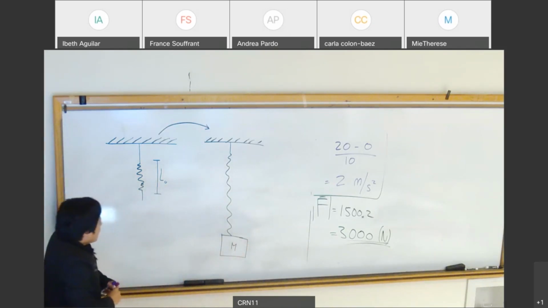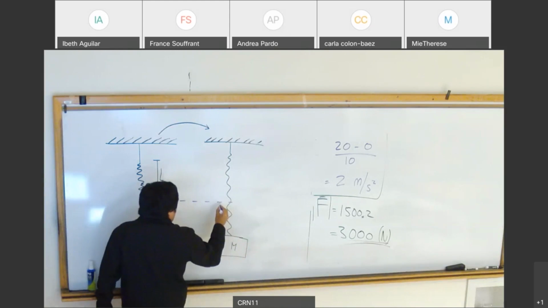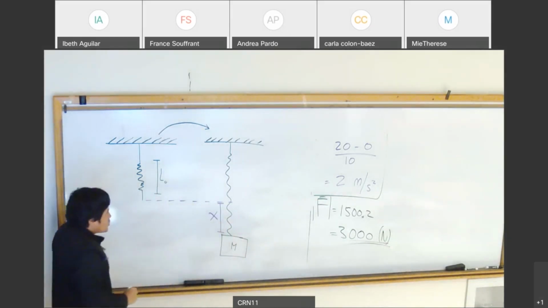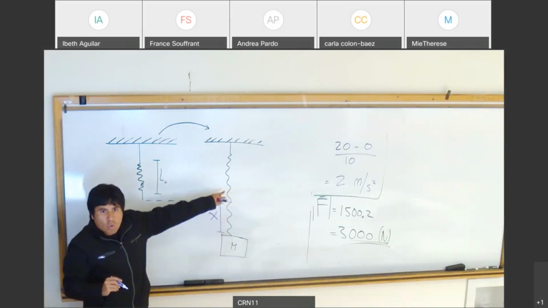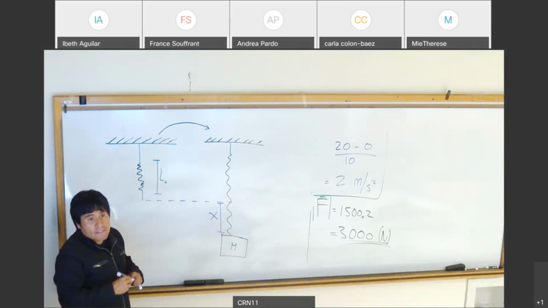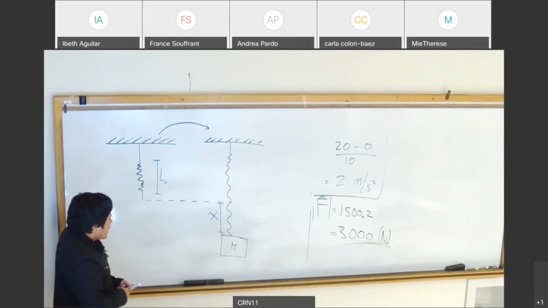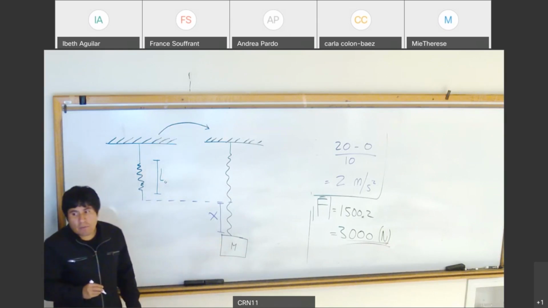When you do the lab on this, remember that there is a stretch that you measure from that point to the original position. That X is called the stretch or compression of the spring. Depends. You can compress it, you can stretch it. How do I find that? Because now I can say it's in equilibrium.